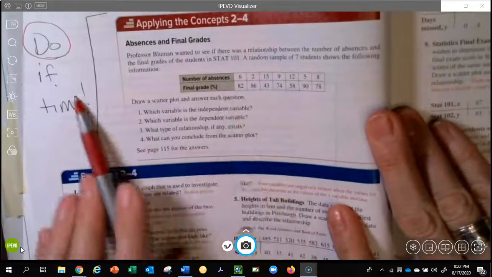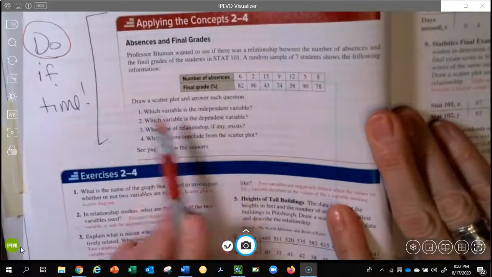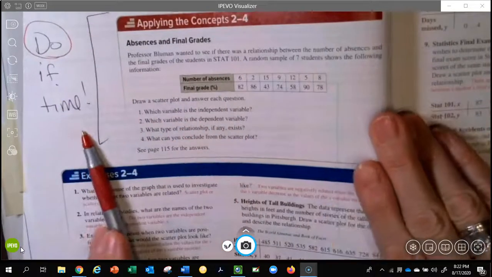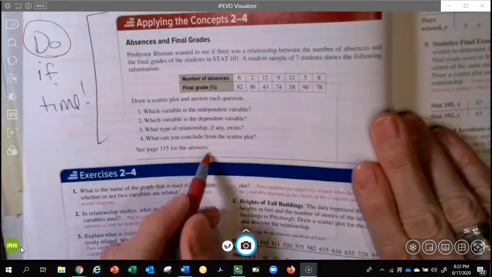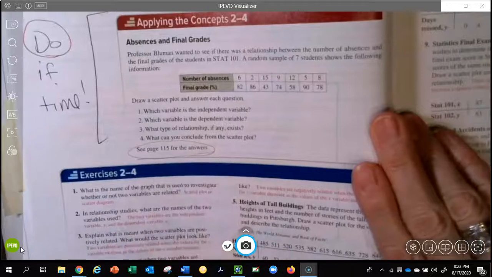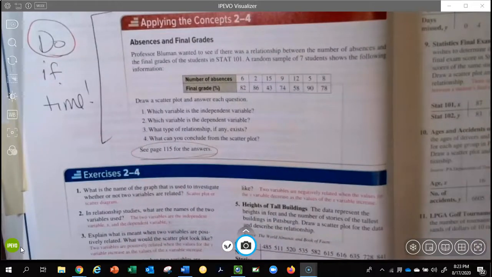For this section, I highly encourage you to work on this. I always have it as do if time, if we get to do it in our class. This is what I would highly encourage you to work on. Remember, all of the answers are on page 115, and this concludes our section 2-4 in our statistics class.